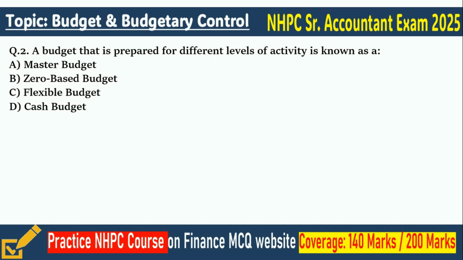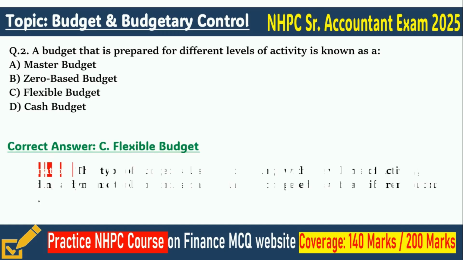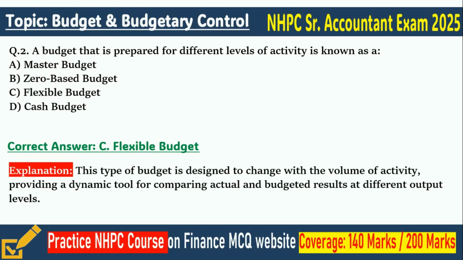Friends, next question. Budget that is prepared for different levels of activities is known as option A, master budget, option B, zero based budget, option C, flexible budget, while option D is cash budget. So friends, what should be the correct answer here? Friends, the correct answer is option C, flexible budget. So friends, this type of budget is designed to change with the volume of activity, providing a dynamic tool for comparing actual and budgeted results at different output levels.